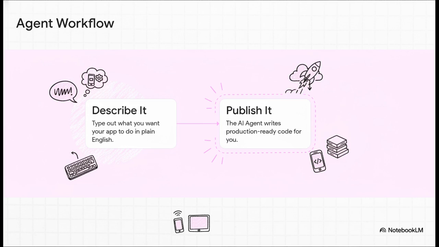Using their agent chat, you just type out what you want. You could literally say, make my idea come true. The AI agent takes your plain English description, writes the production-ready code, evolves it based on your feedback, and then completely stays out of your way.